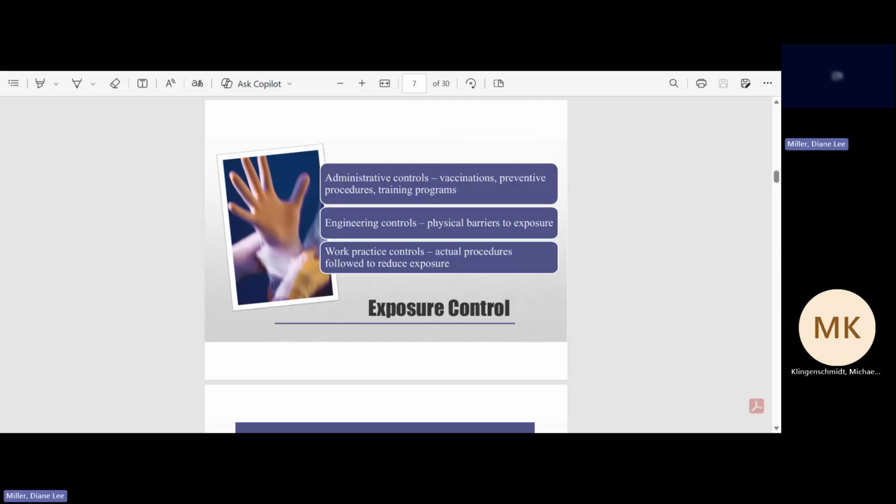There are certain definitions within the exposure control. You have administrative controls, which include vaccinations, preventative procedures, and training programs such as this one. There are several engineering controls. These are physical barriers to exposure. Those can include using masks or other devices to prevent the blood or OPIMs from contacting your skin. And then there are several work practice controls. These are some of the procedures that we follow to reduce exposure, such as not eating or drinking around blood or other infectious materials, or using devices to handle things that could be contaminated.